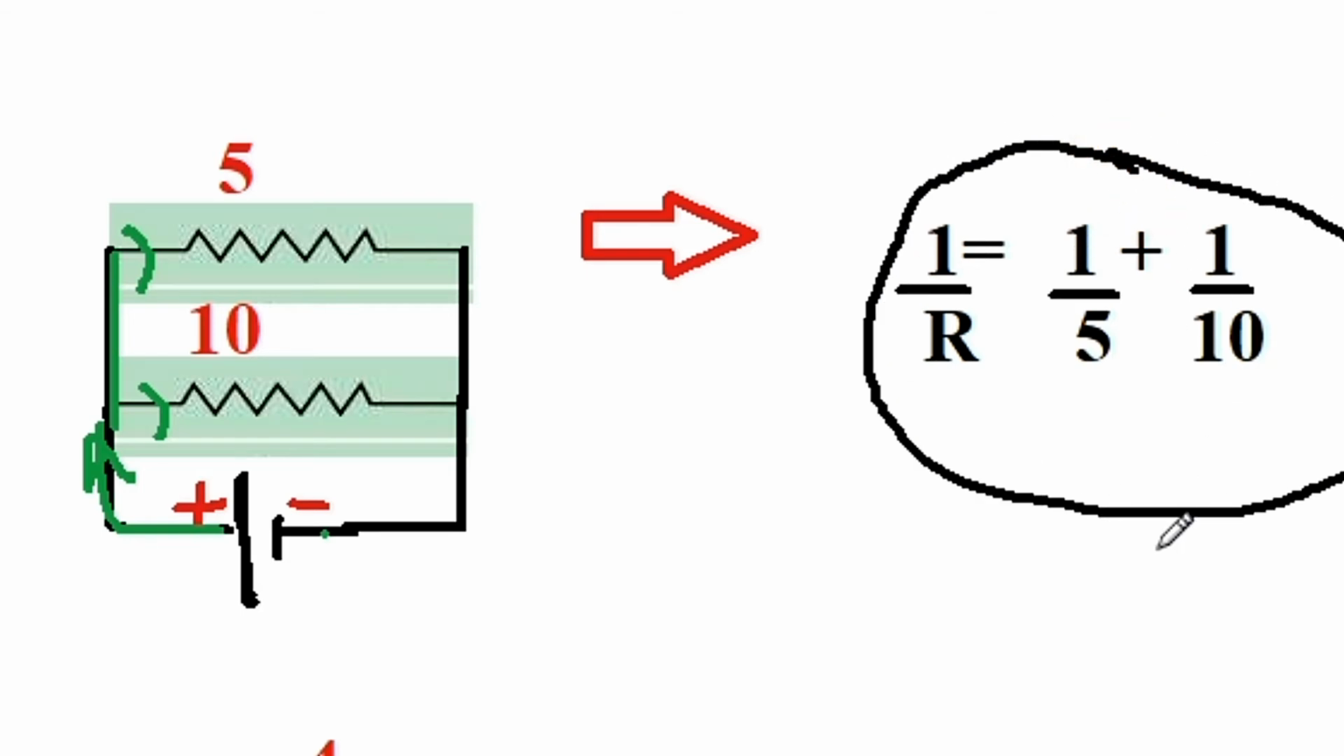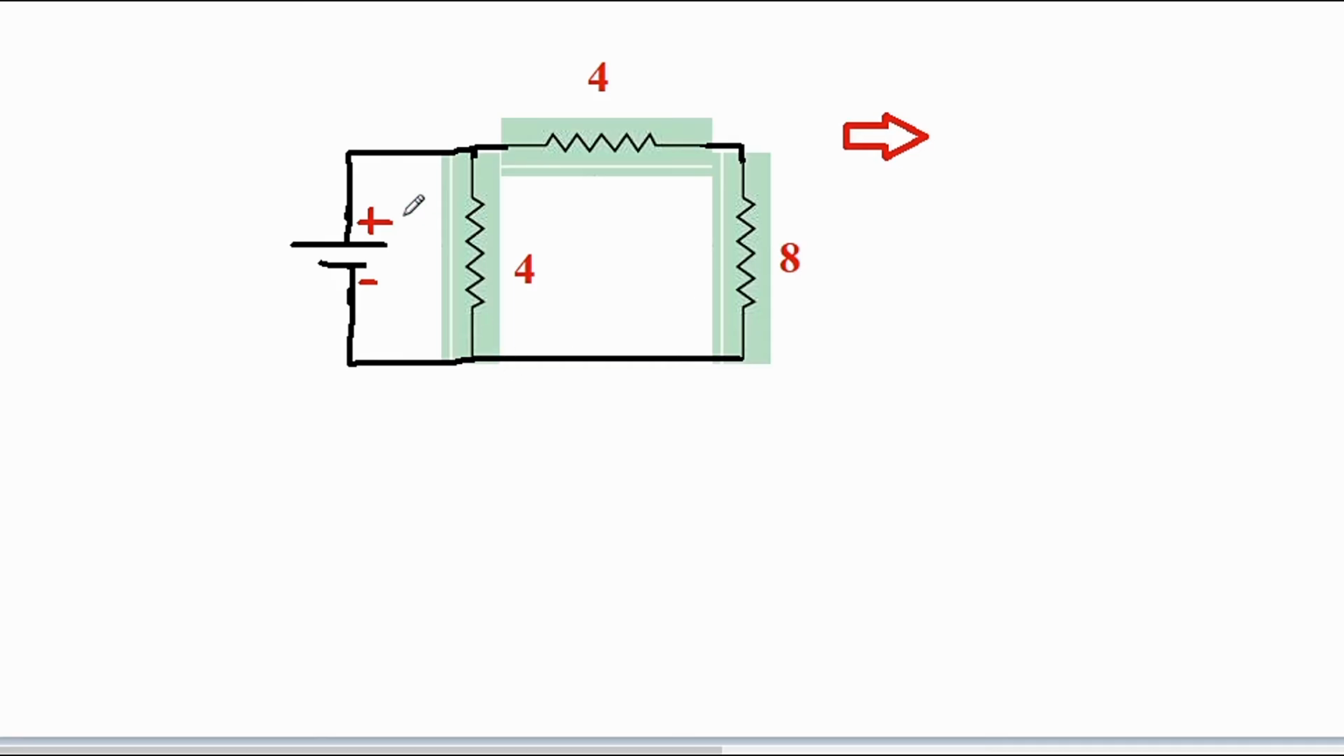Coming to the third problem, we see here positive is there, negative is there. So current moves from this point. As you can see now, this is very important. Current reaches this point. From here it will go through 4 and it will also go through this 4. The first current, which is flowing through the 4 ohms, will follow this path, pass through the 8 ohms and reach the 4.